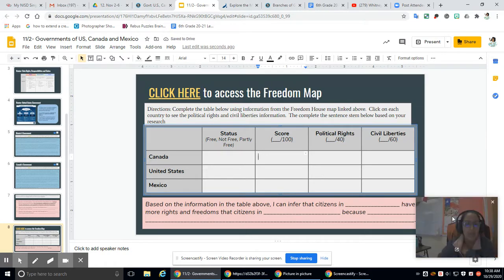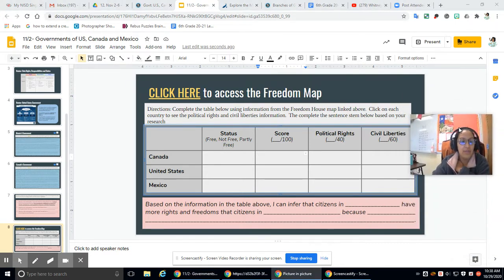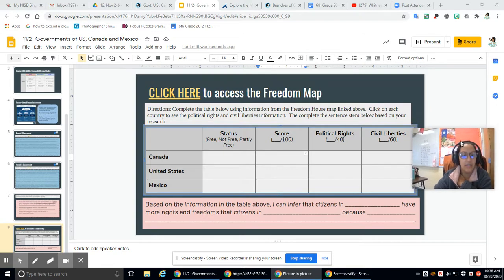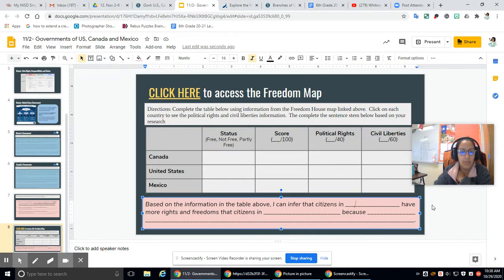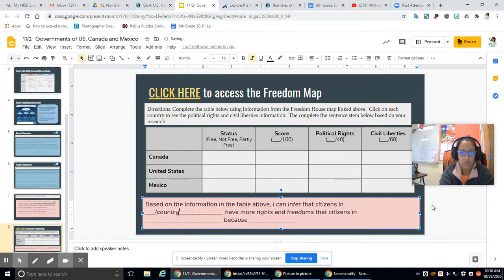At the bottom it says, based on the information in the table above, I can infer that the citizens in blank, in which country, have more rights and freedoms than citizens in blank because of blank. All right, so you can infer that the citizens in which country, I should probably put country there. There we go. Have more rights and freedoms than citizens in another country because of blank, and then you're going to give me your answer.